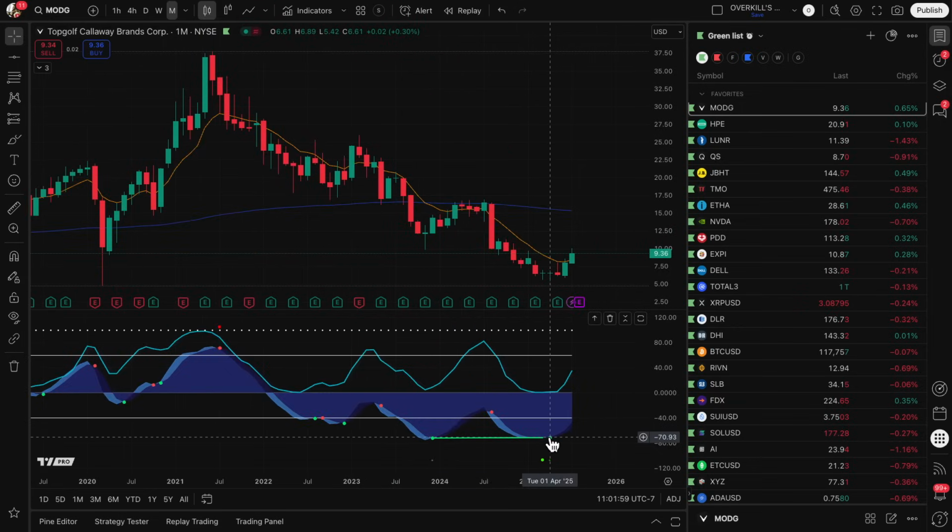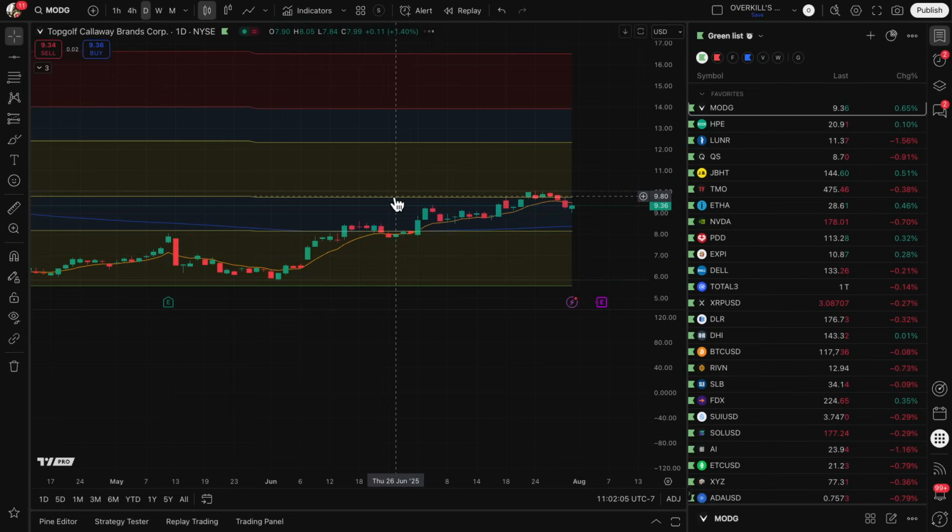MODG. We got Topgolf here. This was on the watch list from a while ago. I think last month or something like that. We took an eye on this. Topgolf. I like this one.